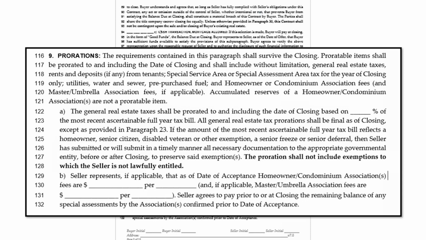And what this is basically saying, without me going through every line of it, is this: there are some things that the sellers have already paid. For example, real estate taxes, rents, any kind of association fees, pre-purchase fuel, etc. So if I've already purchased that, then I have to credit that to the buyers, okay? And the biggest two issues are the general real estate taxes are prorated, and they include the day of closing, based on some blank percentage of the most recent ascertainable tax bill.